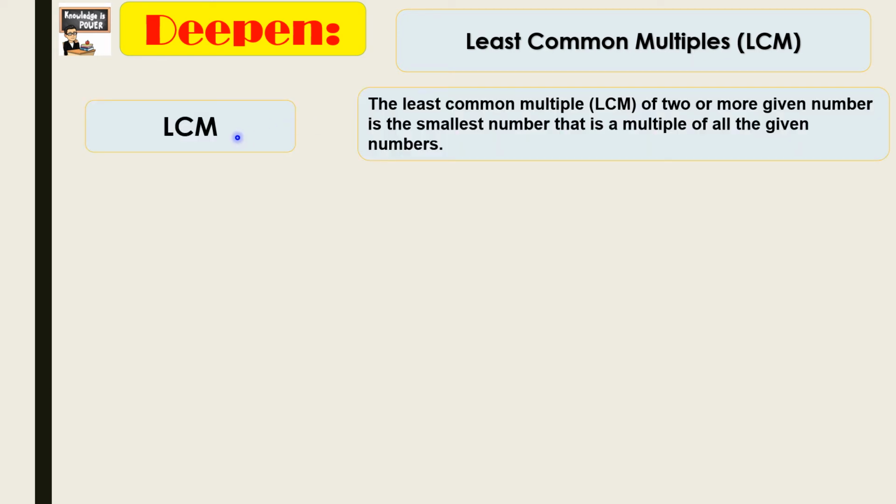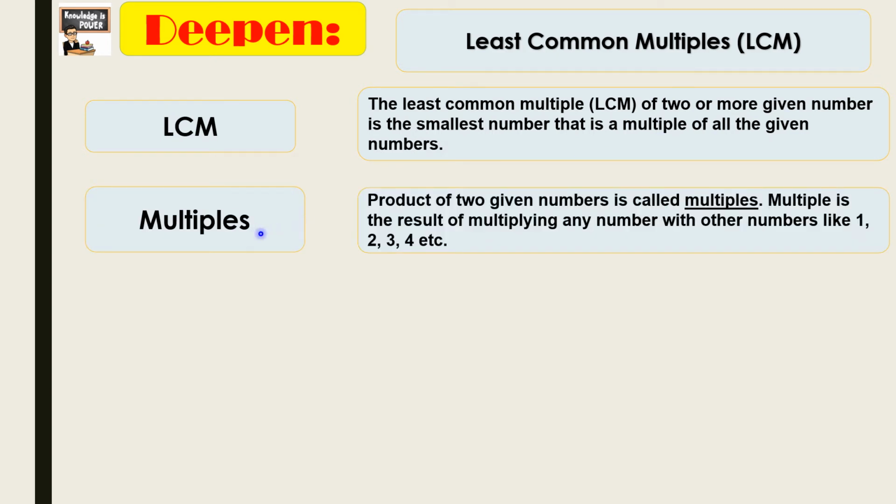New lesson, which is all about least common multiple or LCM. The LCM, the least common multiple of two or more given numbers, is the smallest number that is a multiple of all the given numbers. So, multiples. A multiple is the result of multiplying any number with other numbers like 1, 2, 3, and 4.